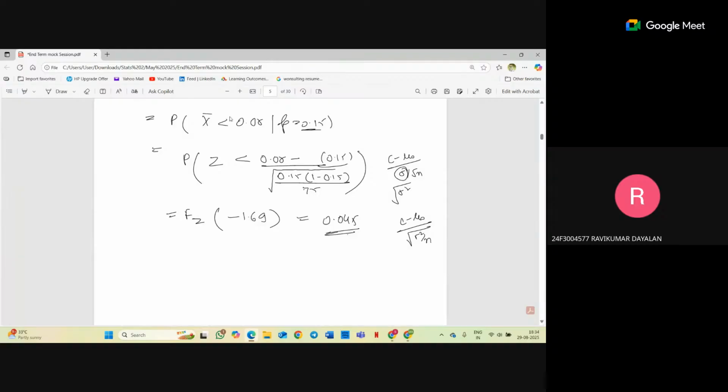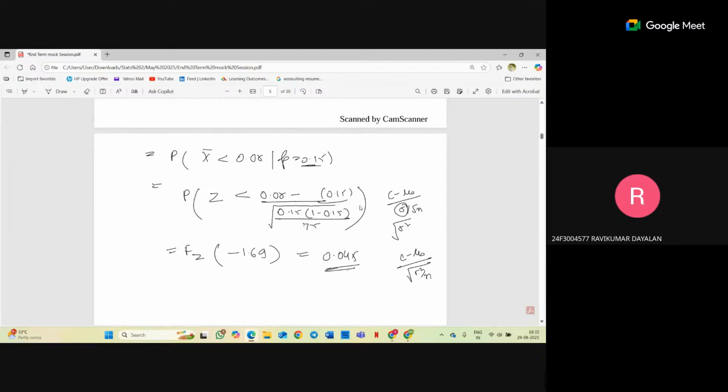Ma'am, generally for this sigma by root n, we will do that for the sample mean only, right? I know you said proportion is there. Can you please repeat that one more time? We generally get sigma by root n for the sample mean, but here there is no mention of any sample mean, and still you are using sigma by root n. There is one more sum with the same binomial where you put n into p into 1 minus p. So I am getting confused a lot.